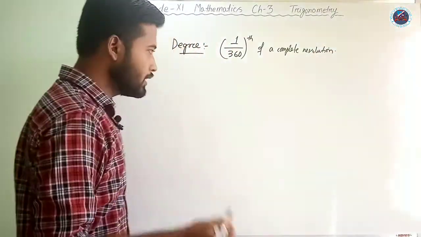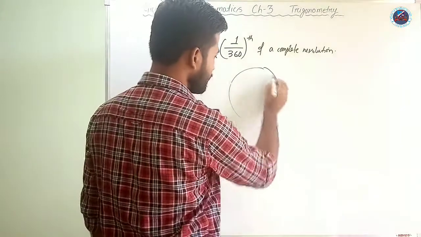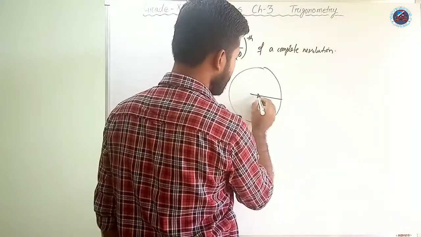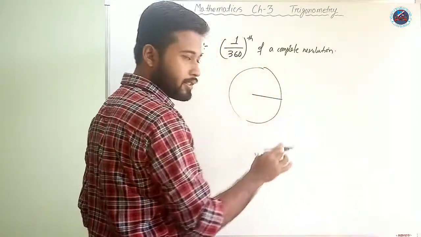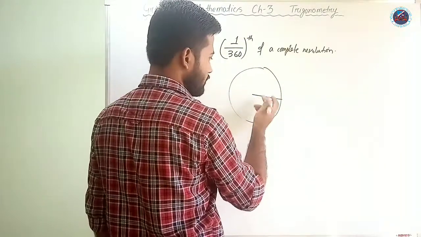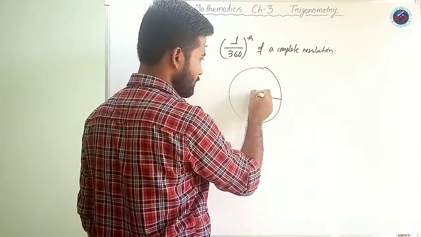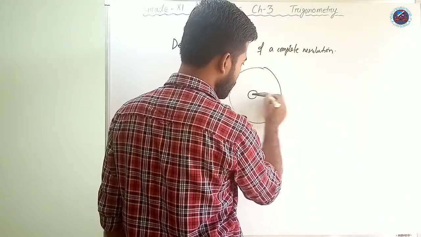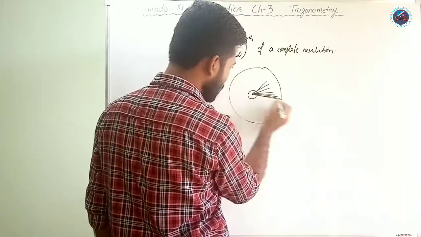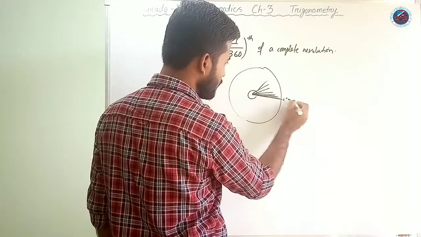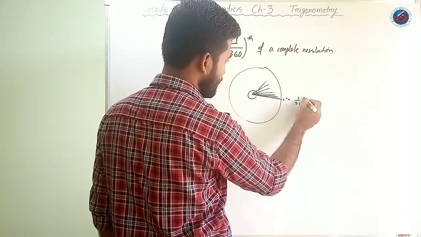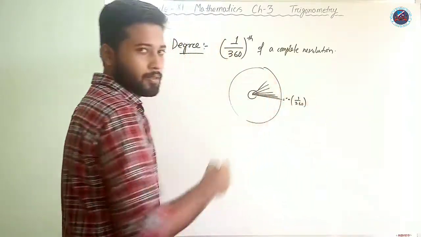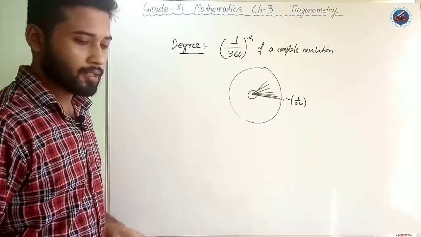Fine. That means if this is the circle and the total angle is 360 degree, and I divide the complete circle into parts, then 1 degree here will be equal to 1/360th of the complete revolution. Okay, so quite an easy concept.